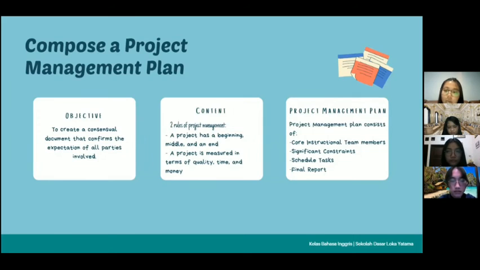The last step is to compose a project management plan. The objective is to create a consensual document that confirms the expectations of all parties involved in the project. There are two rules of project management. First, a project has a beginning, middle, and an end. Second, a project is measured in terms of quality, time, and money. The Project Management Institute defines four major project phases: first, initiation; second, planning; third, execution; and the last one is closure.